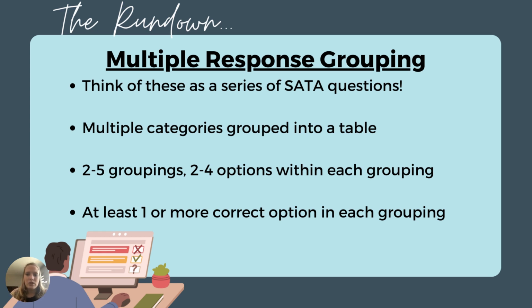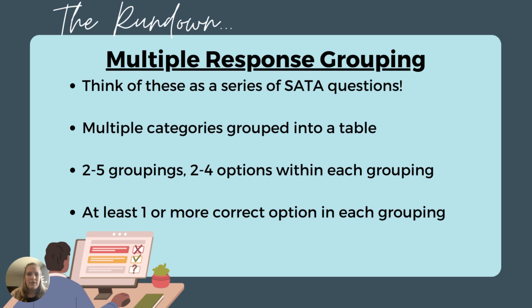So for example, each group might be a body system and you'll select from a list of interventions or assessment findings. Within each grouping or category on the table, there will be 2 to 4 options from which you can select. The number of options will be the same within each grouping, and there will be at least one correct option in each grouping, and multiple options can be correct, and possibly all of the options given can be correct as well.